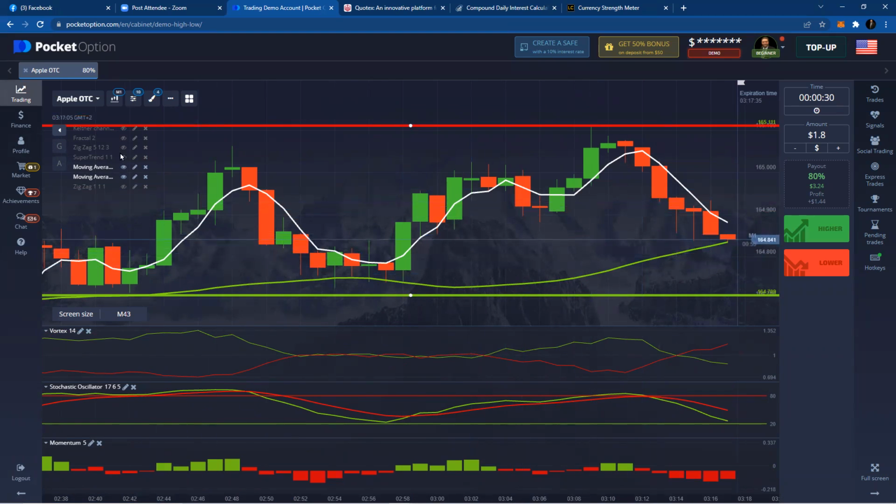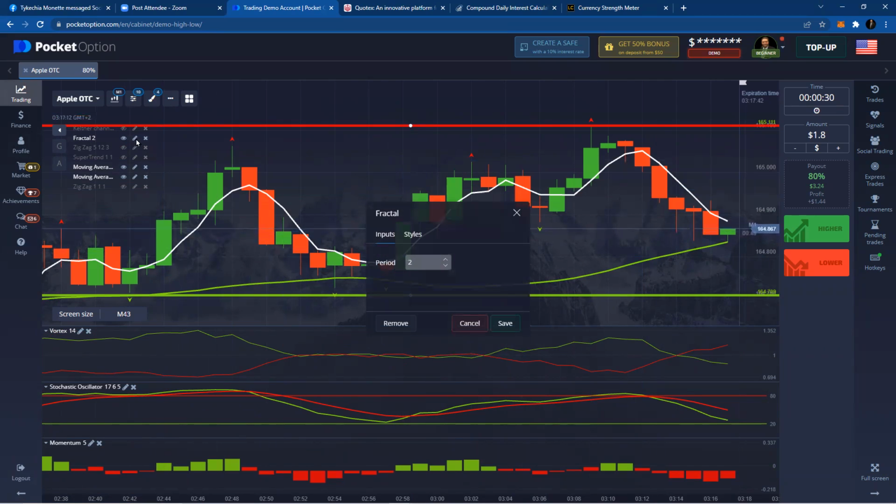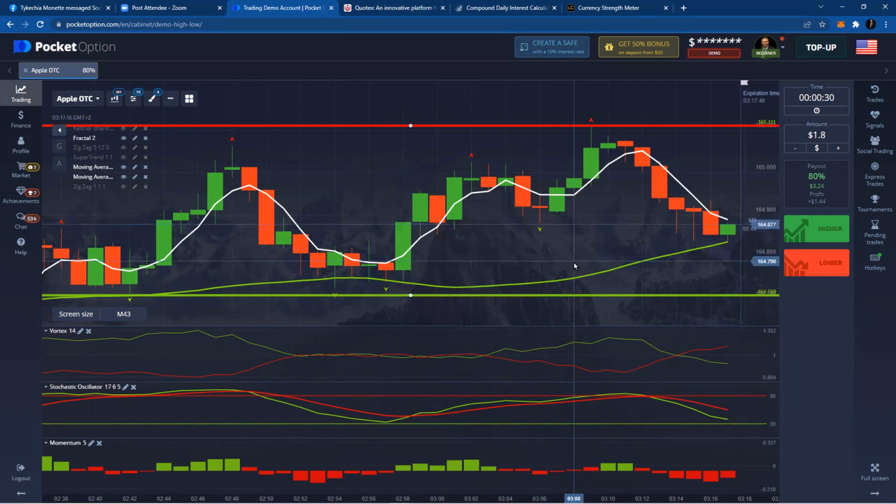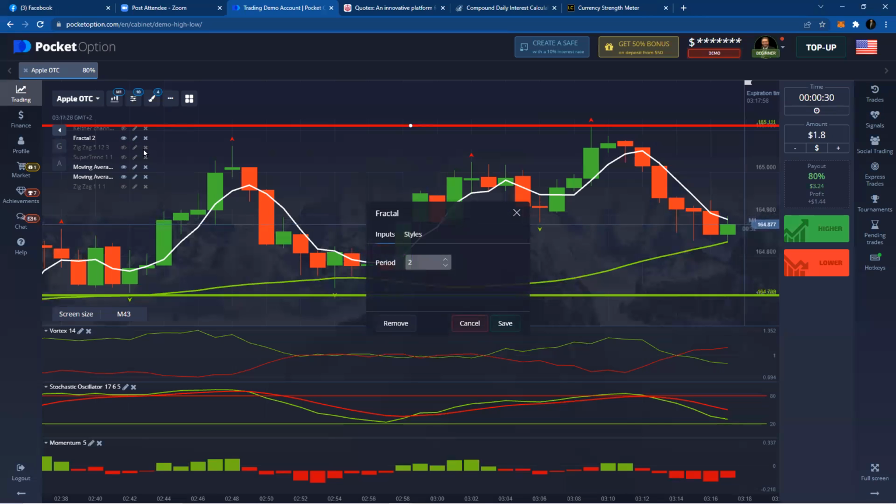You can also add a fractal. If you're going to add a fractal, we're going to change that fractal to 2. And the reason we would do that is to get an indication of whether the market is going to dip or the market is going to go up. Again, you're going to change the fractals. You're going to change the style. You're going to reverse them. You're going to make the up red, the down green.